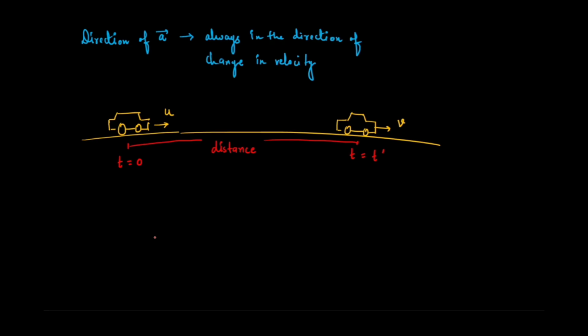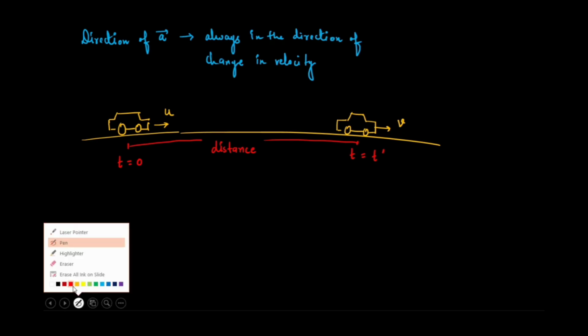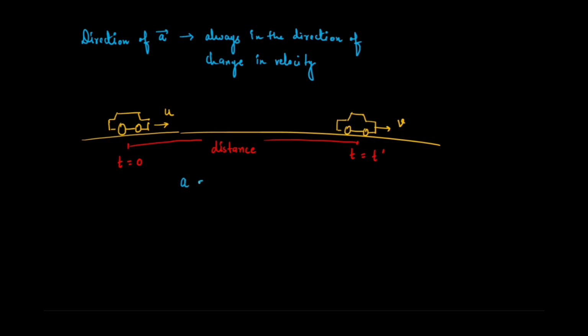So how are we supposed to calculate the acceleration? Acceleration is simply represented by a equals v minus u by t. You can also calculate how much distance this particular vehicle has covered during the given time.